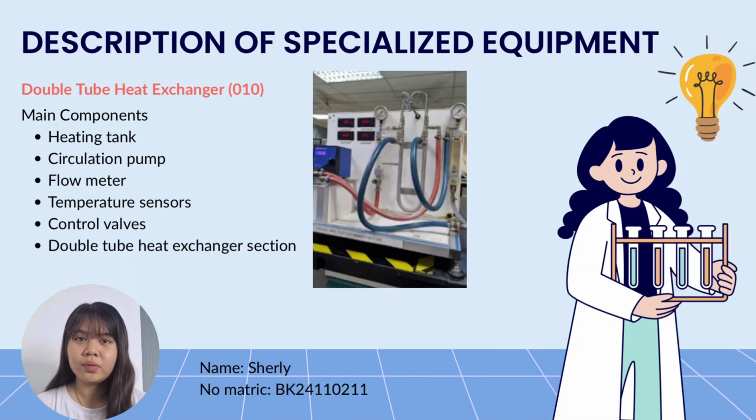This experiment was conducted using the KC23401 double tube heat exchanger unit, which consists of heat tank, circulation pump, flow meter, temperature sensor, and control valve. The equipment allows us to control flow rate and monitor temperature changes under different operating conditions.